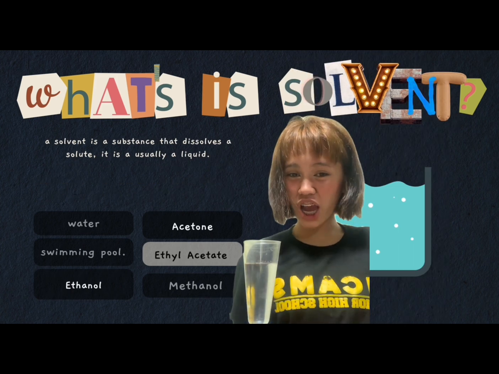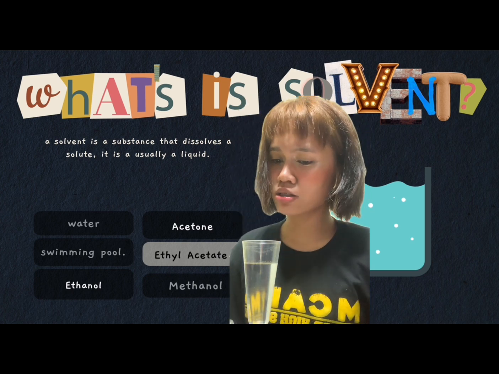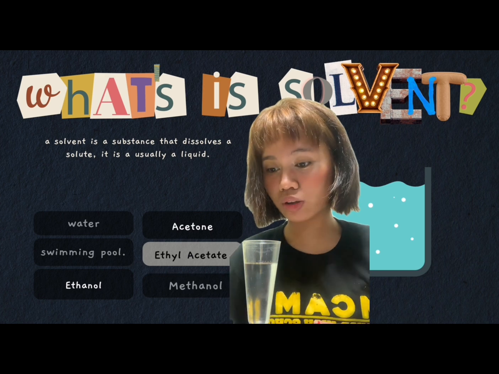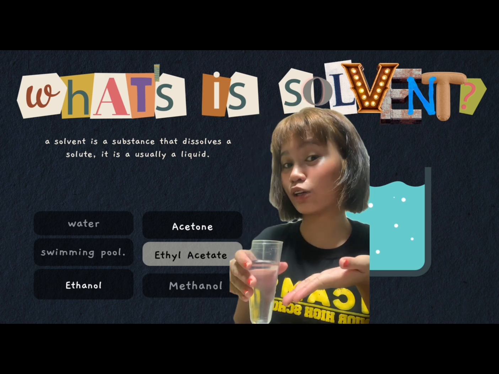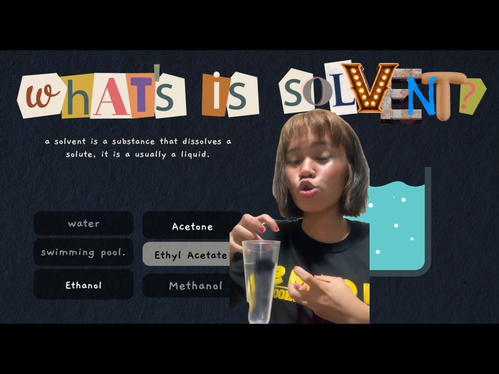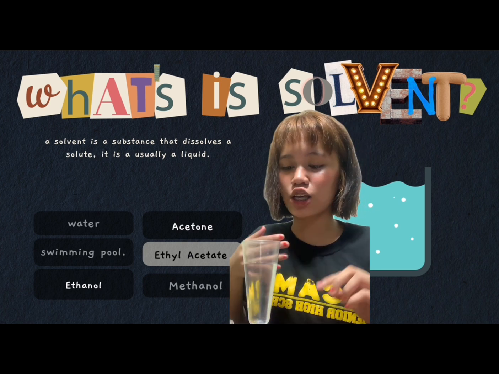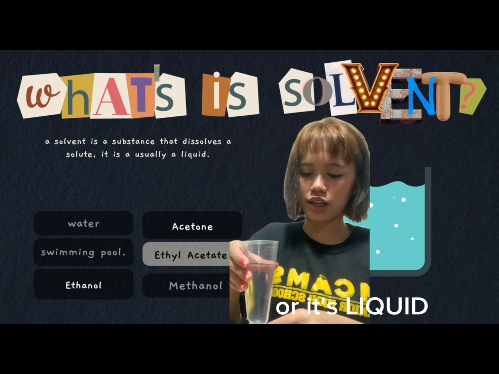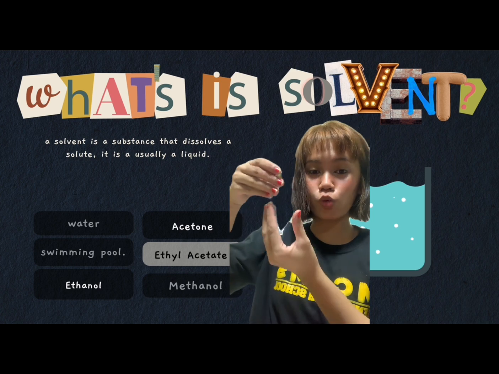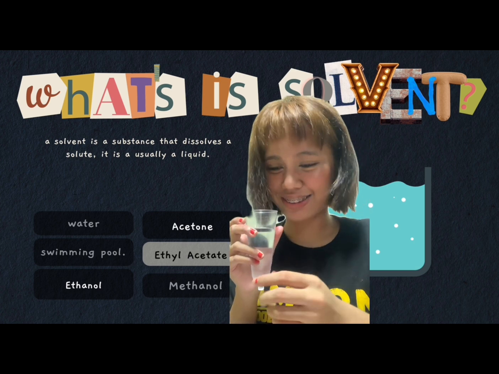And right now, we are on solvent. When we say solvent, a solvent is a substance that dissolves a solute. It is usually a liquid. When we say solvent, ito yung substance na siya yung tutulong na ma-dissolve yung solute. When we say solvent kasi, usually it is water. Example, here, mineral water. So that's an example of solvent.